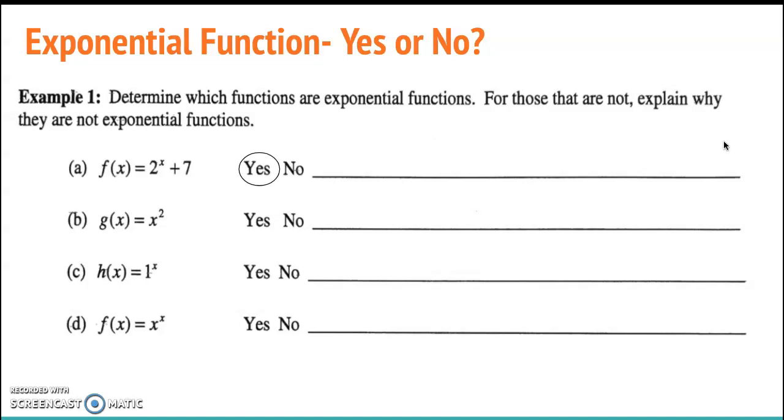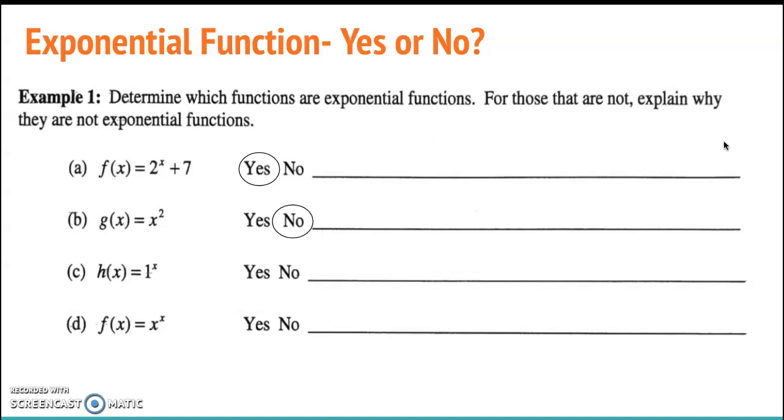X squared, the base is x, which is a variable and not a constant. So this is not an exponential function because the base is not a constant. What you're actually looking at, if you recall, is a quadratic function.